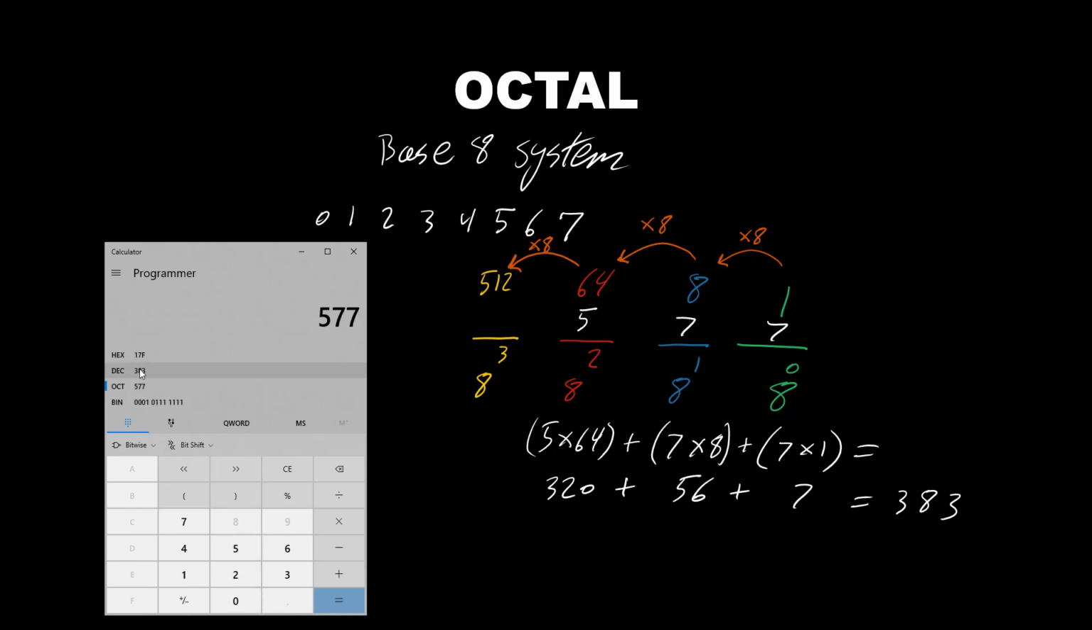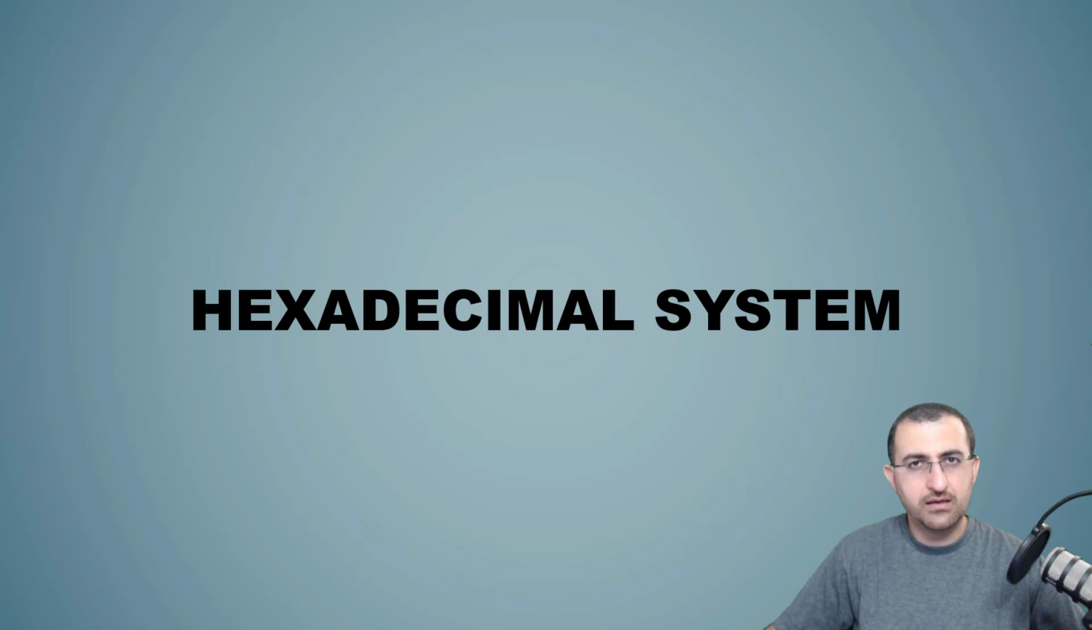577. And it gives us a decimal of 383, as we can see here. And now let's take a look at hexadecimal number system.